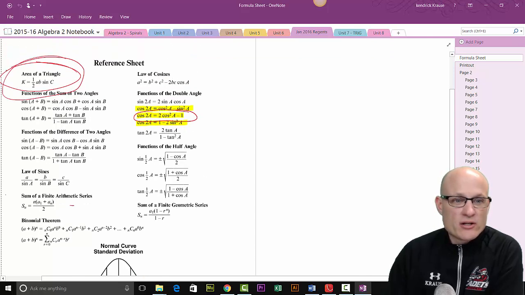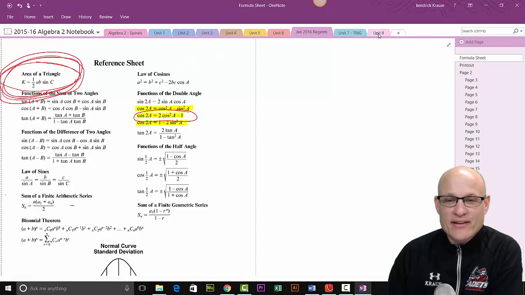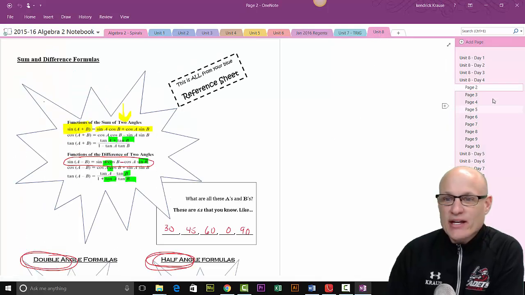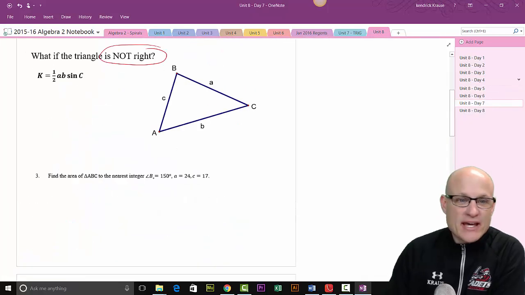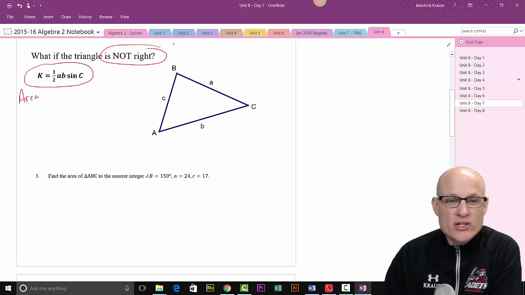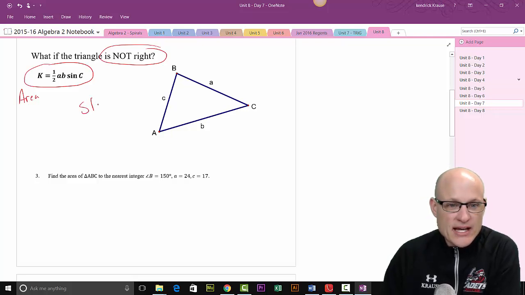The formula is on your formula sheet. It's K equals 1/2 ab sine C. Now, they don't use A because A is rather confusing. So we use K equals 1/2 ab sine C. K just stands for area. Now, you can only use this if you have side, angle, side.